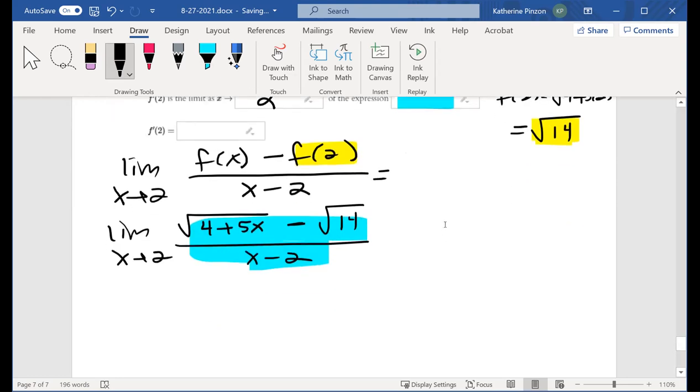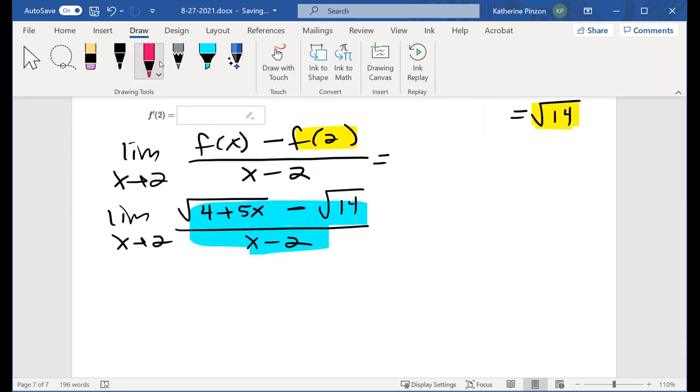How do I find this limit? There are 3 ways to find a limit when you have 0 in the denominator. They are rationalize, factor, combine fractions, right? This one has square roots, so I'm going to rationalize. To rationalize, it means multiply by the conjugate. The conjugate is this same expression with the opposite sign here. So instead of doing subtract here, I'm going to do add. So same expression with the opposite sign.